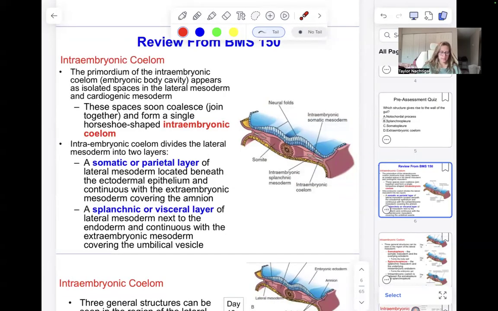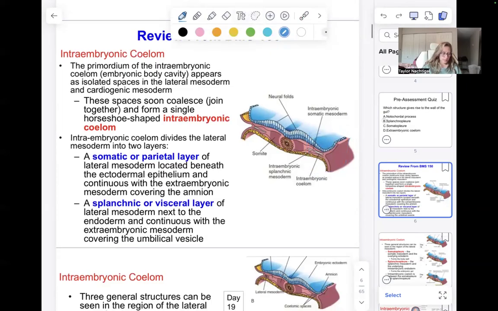mesoderm. So that is going to be this portion here. This is our lateral mesoderm. These spaces are going to coalesce or join together to form a single horseshoe-shaped intraembryonic coelom. Now the intraembryonic coelom is right here.